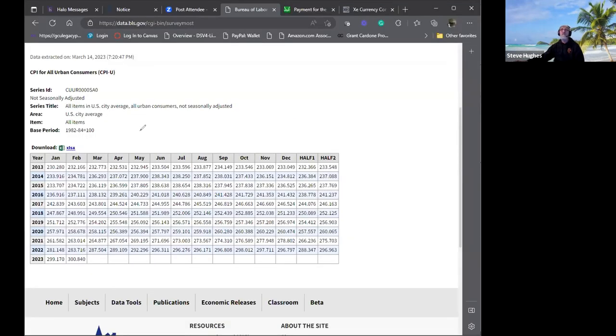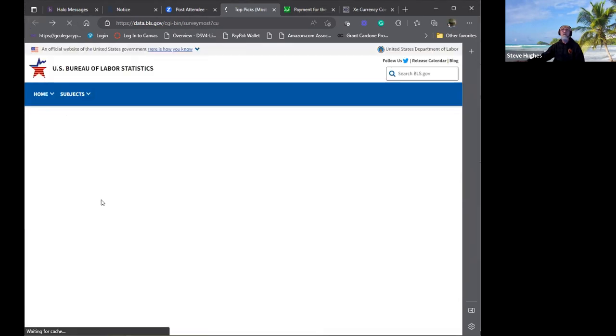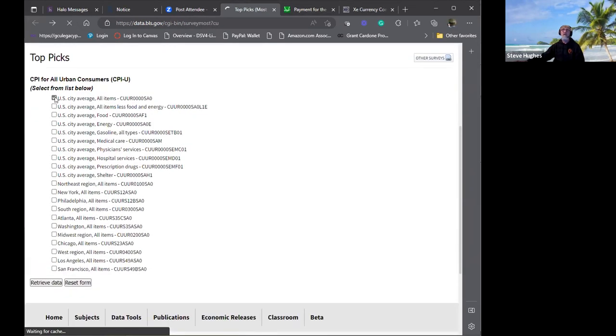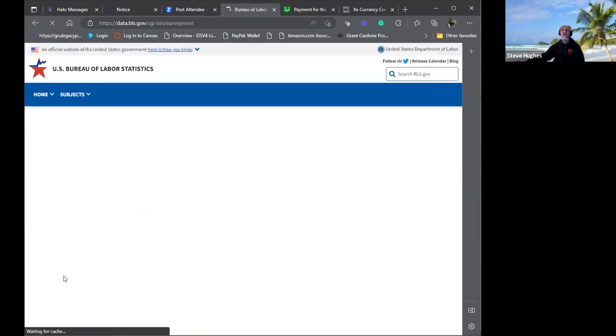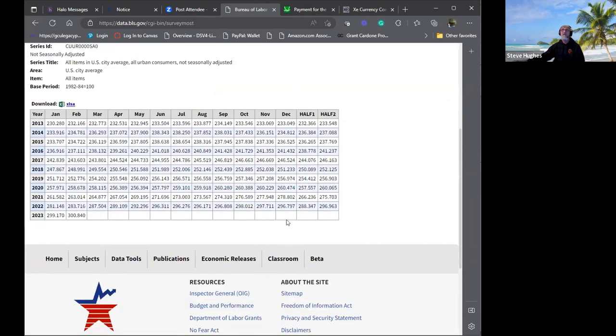You will be taken to this website. All right, you want to click right here, US cities, average all items, retrieve data. Here's the table. I looked up the appropriate values that I was given. You guys look up the same thing. Look them up right here. If your years don't match exactly, use exactly the closest one that you can. Okay, that's all you got to do. All right.